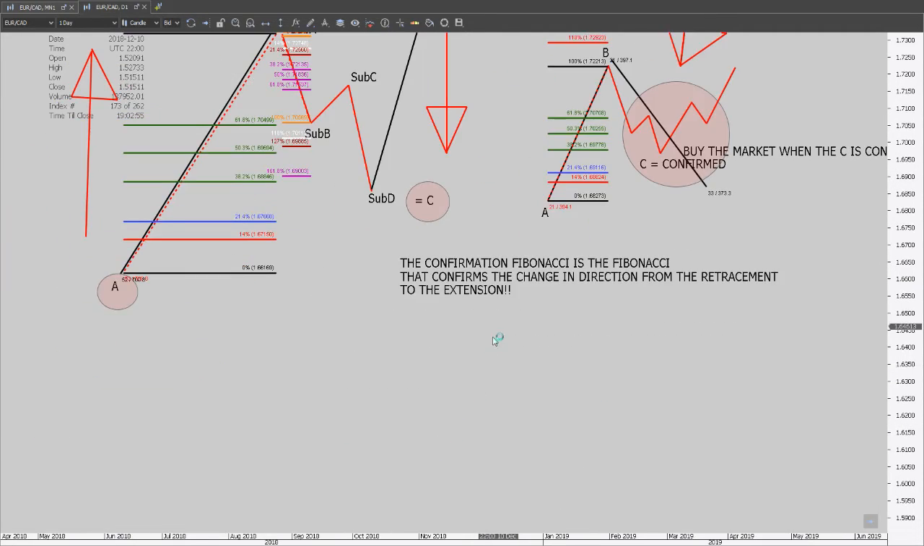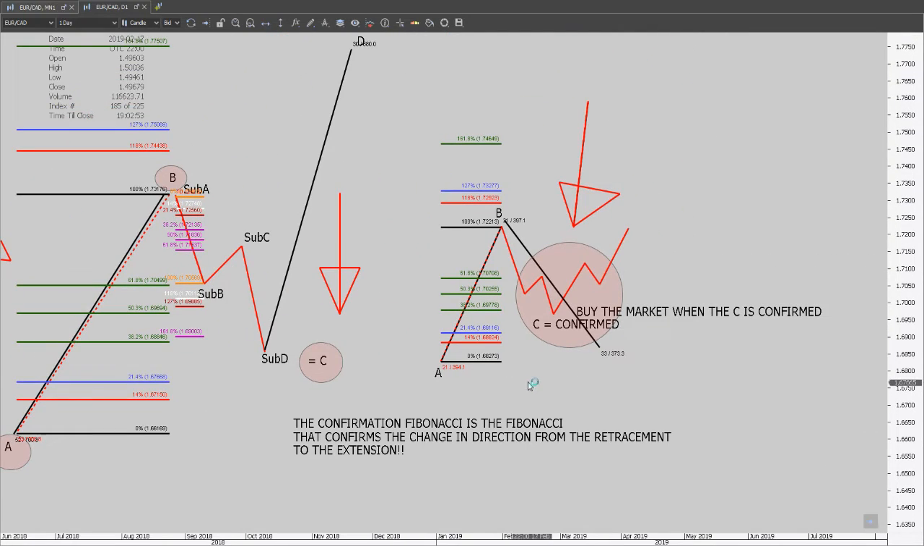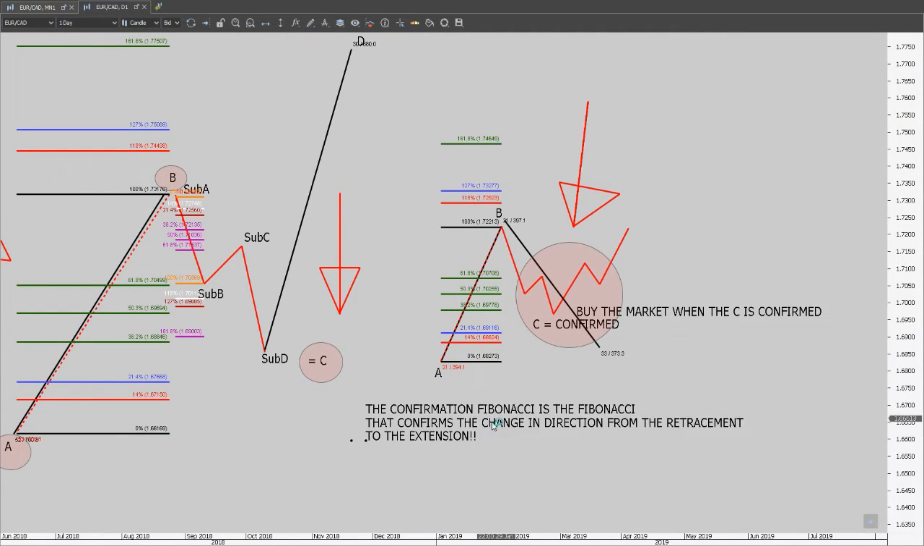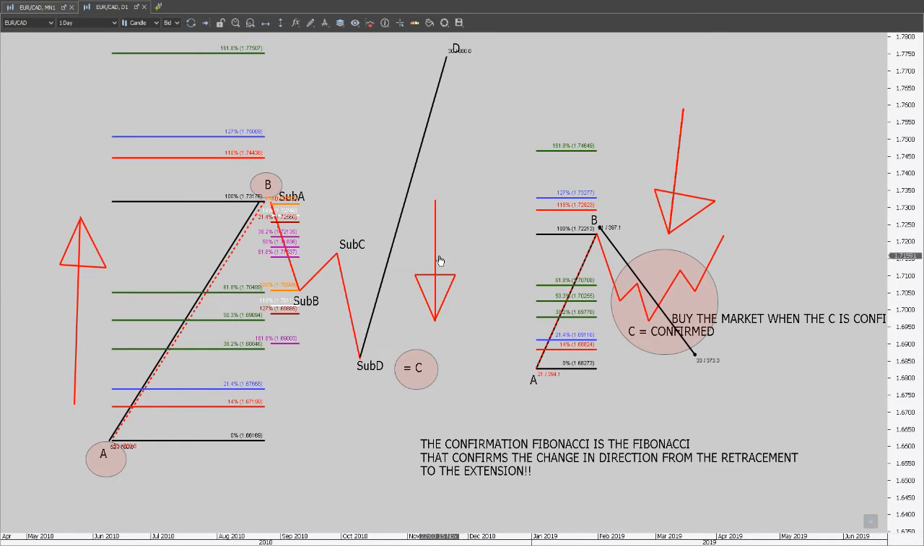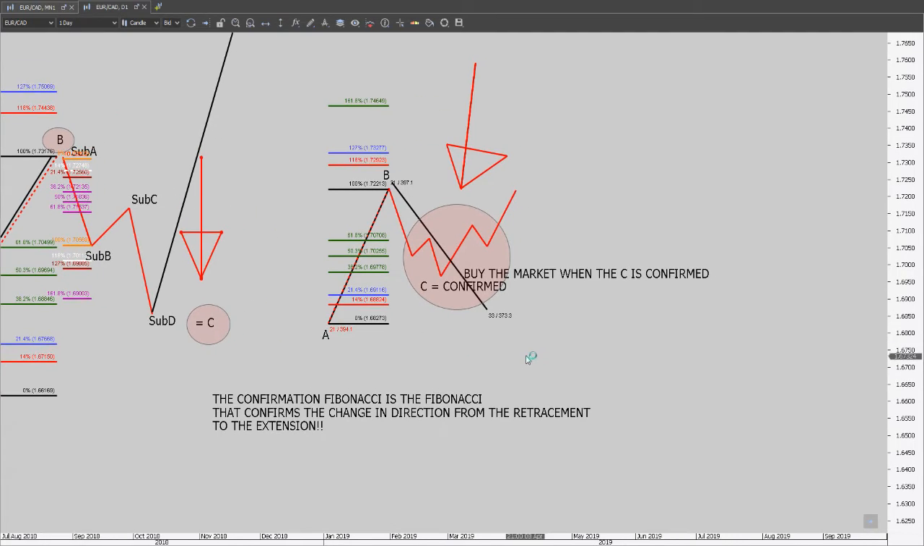And how are we going to, or where are we going to draw it? Well, we are going to use the same rules, everybody. Okay, it's not that complicated. The difficult part is to understand how the contrarian Fibonacci works, but the confirmation Fibonacci is easy. So we are going to use the same rules: how to find the A, how to find the B, how to find the C, and where we are going to draw the Fibonacci of the confirmation.